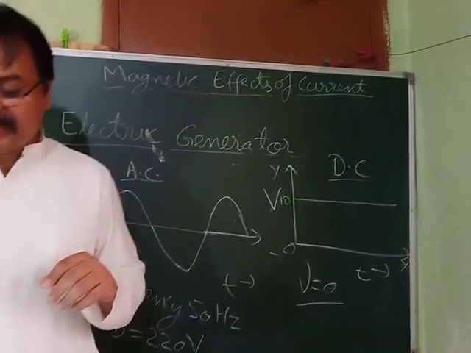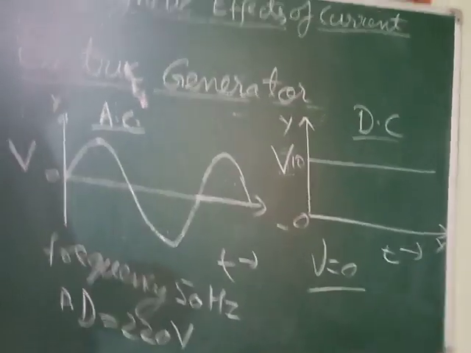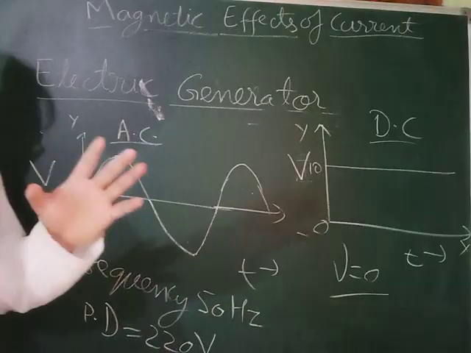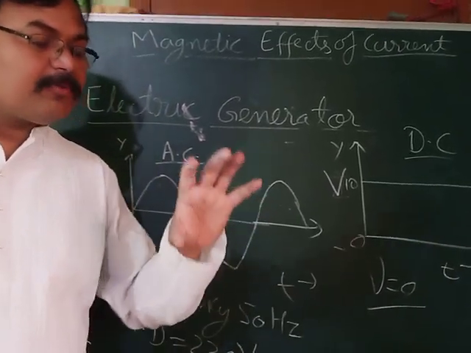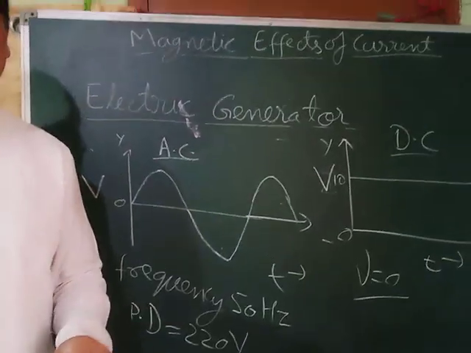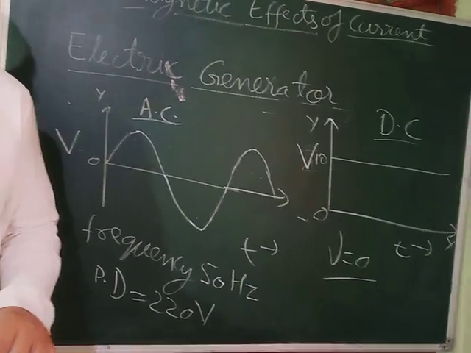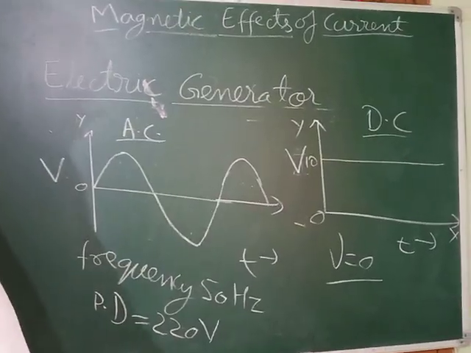And next thing is that AC does not travel through the core of the wire. It travels through the surface of the wire. So it is more dangerous, that's why.